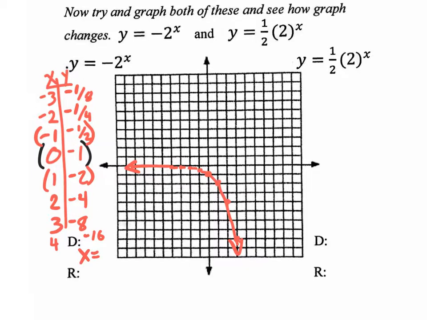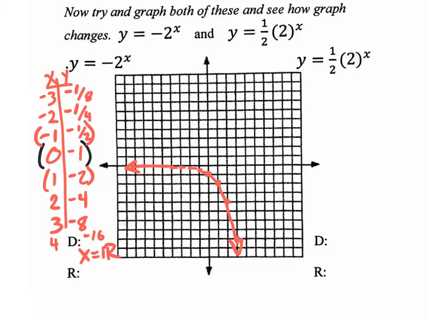X equals all real numbers. Once again, does the graph go to the left forever? Yes. Does it go to the right forever? Yes. Even though it's going down here, it still exists over here. Like if I plugged in a 10, I'd just end up with a really negative number somewhere way down, even below this. Does that make sense? Yeah. So the domain is all real numbers.